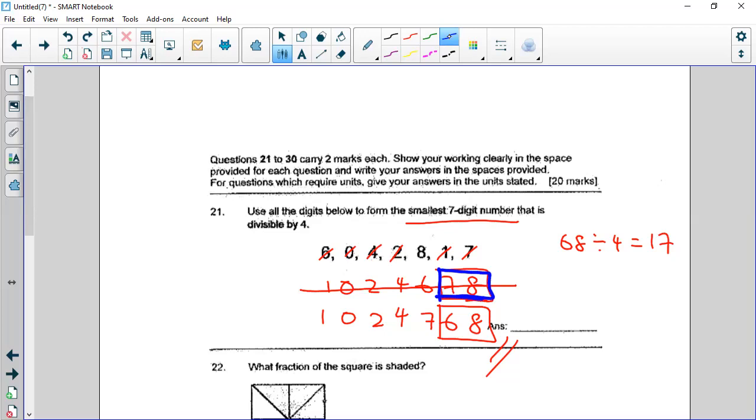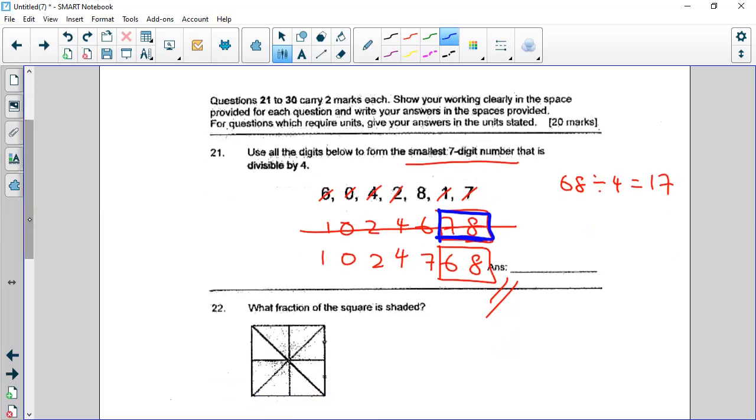Okay. Suren, question? Any question? No question? Okay, then let's move on already. Make sure that you understand what I'm doing.